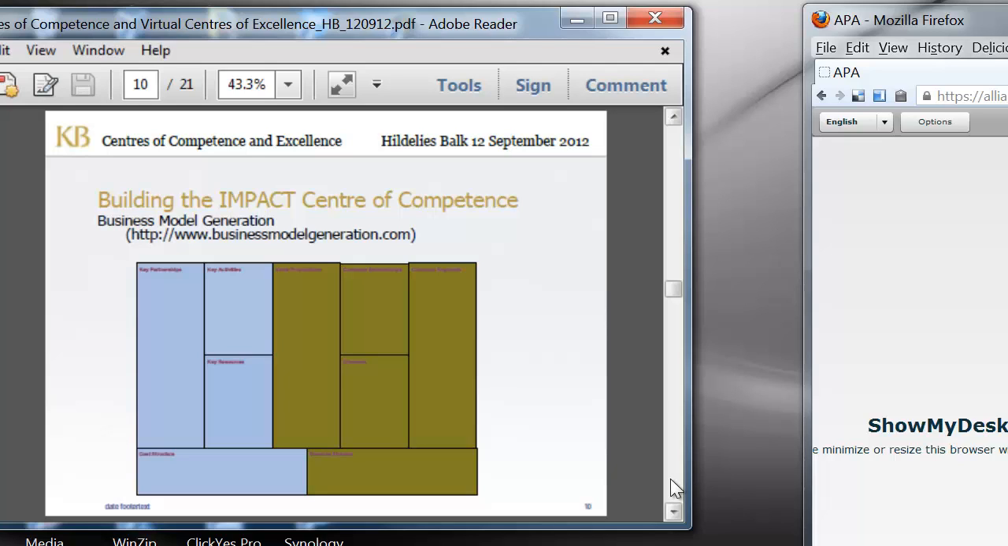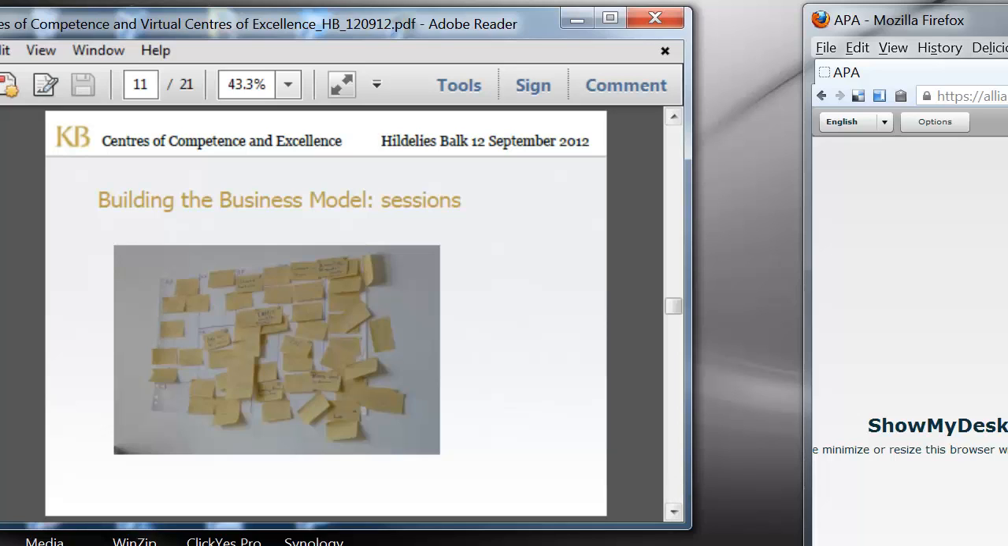So how did we build our center of competence? We did this with the whole consortium, and we used this canvas for business model generation. I hope to come back to that in another session. I just wanted to briefly show you this was the methodology. There's a link in the slide. You can look it up later. Please, the next.